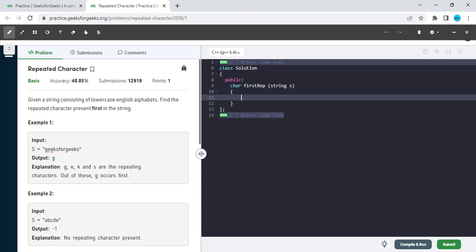So given the string "geeksforgeeks", we have to find the first repeating character. What will be the first repeating character in this string? As you can see, E and E appear first. E is the first repeating character, so the output would be E. But here it is given G.